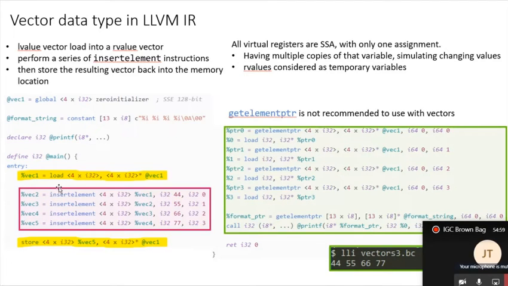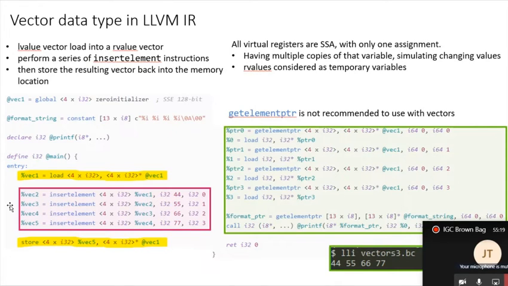So we use that for inserting values into the vector. But there's a catch here. Insert element can only insert one element into a vector R value at a time, generating a new vector R value as a result. All R values or virtual register variables are unmodifiable once they have been initialized.